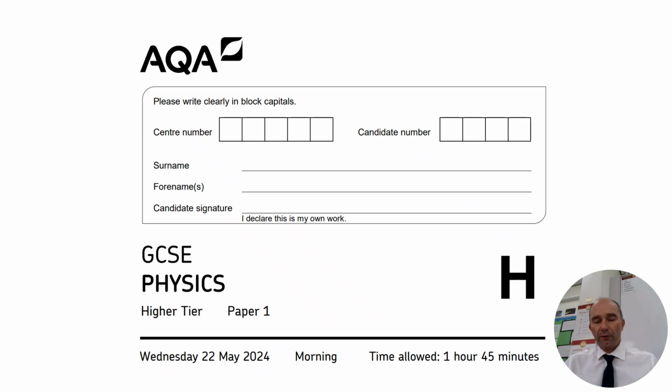Welcome to the walkthrough of the 2024 GCSE Physics Paper 1. We're looking at the higher tier paper today.